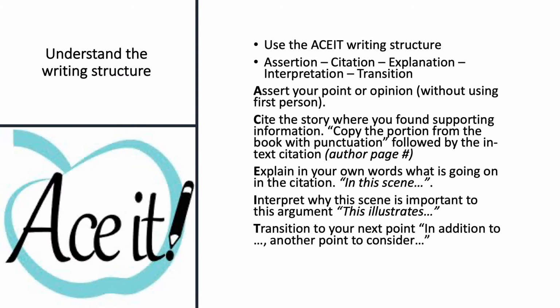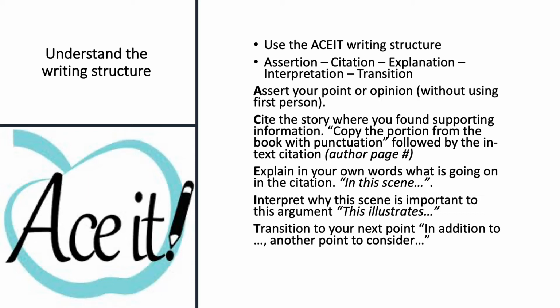So understand the writing structure. In this case, we're going to use ACIT. ACIT is short for assertion, citation, explanation, interpretation, and transition. So A for ACIT is assert your point or opinion without using first person. C for cite, the story where you found the supporting information.